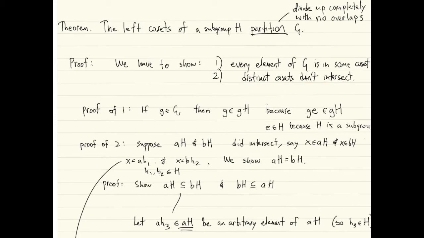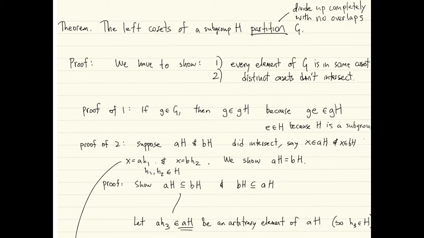Okay, then let's move on to the proof of the second point, which is a little more complicated: that distinct cosets don't intersect. Suppose we had two cosets, aH and bH, and they did intersect. What we want to show is that the two cosets then have to be equal. In other words, every element of aH has to be in bH and vice versa. Suppose, again, the cosets did intersect, and let's say x is the common element they had in common. x is then in aH and x is in bH. So that means x is a times h1, and x is also b times h2, for some h1 and h2 in H that we don't really know more than that.